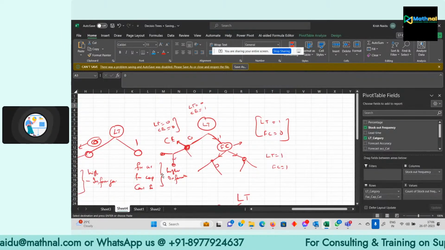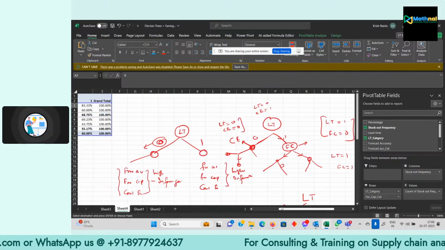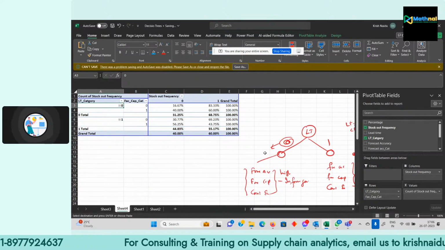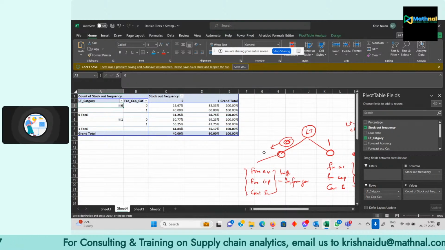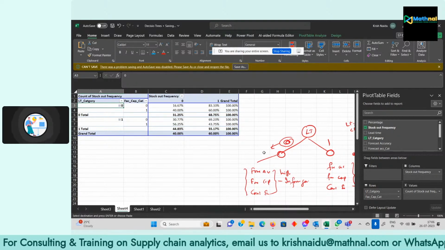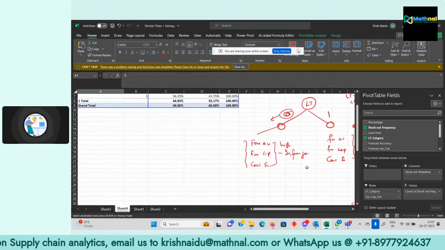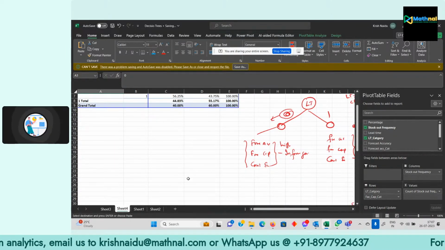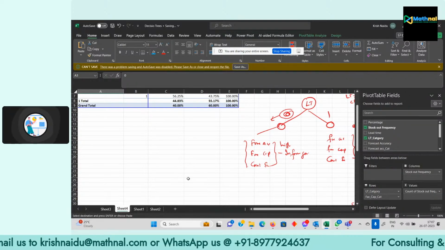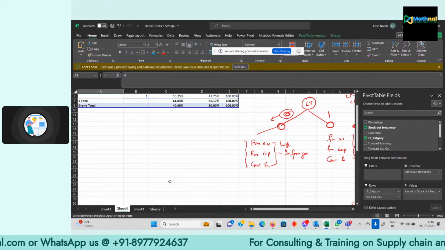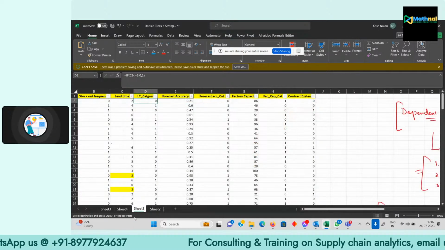In the next pivot table, within zero, which particular variable gives the highest information gain? Within one of lead time, which particular variable gives the highest information gain? Like this, we are going to build the decision tree till we actually get very clear information, right? We have to stop at some point.